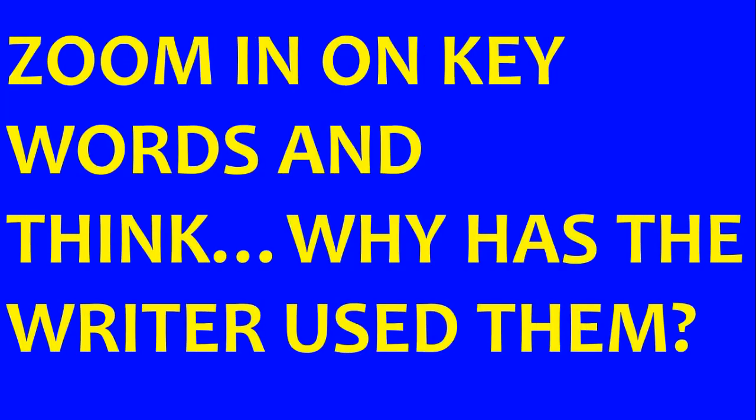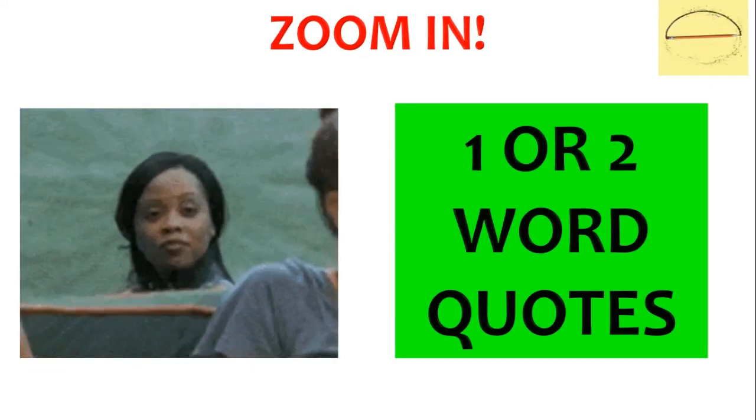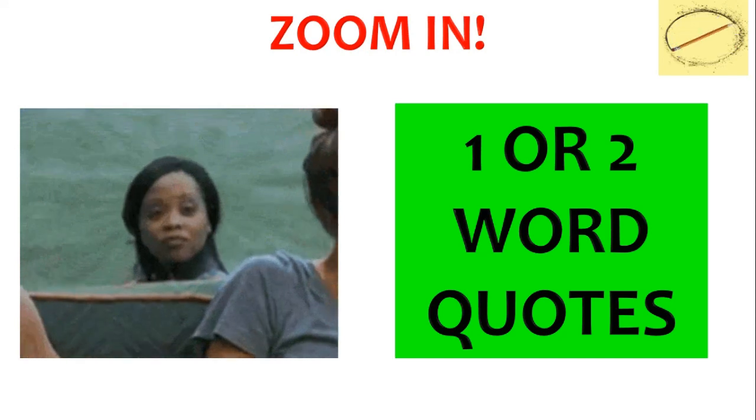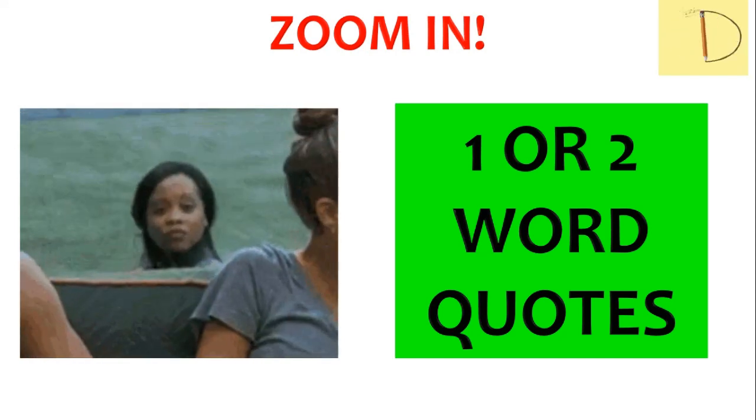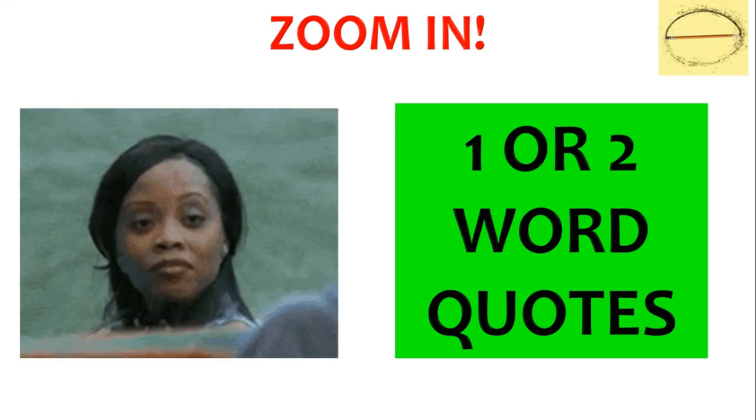So in this question, we're zooming in on keywords and thinking, why has the writer used them? Why has the writer deliberately picked words? And we want to zoom in on 1 or 2 word quotes. We don't want a whole sentence or a whole line as a quote. Pick out 1 or 2 words or 1 or 2 phrases and say, why has the writer used them?